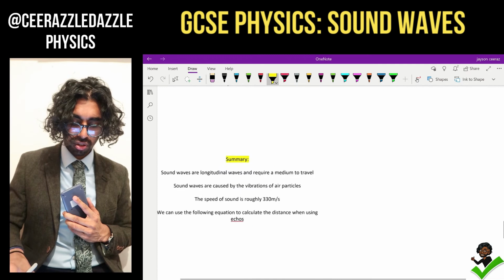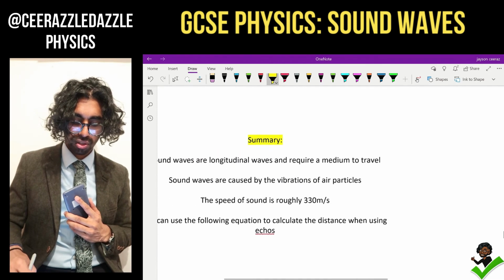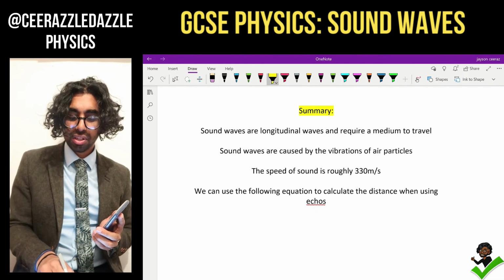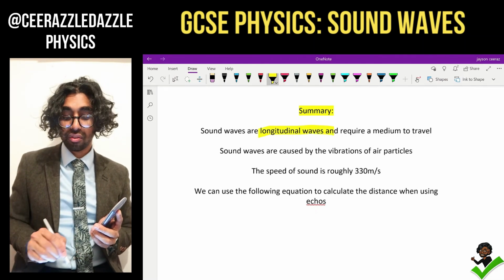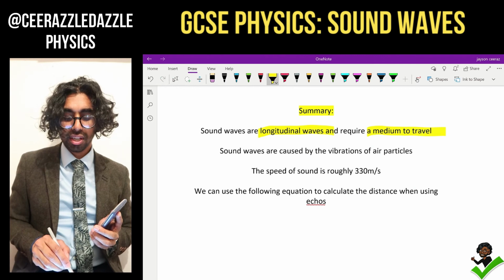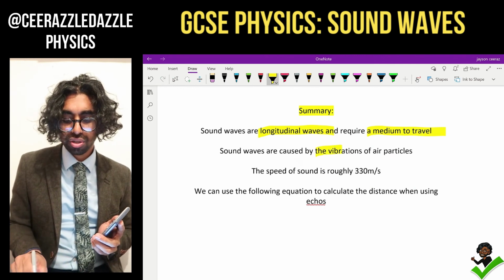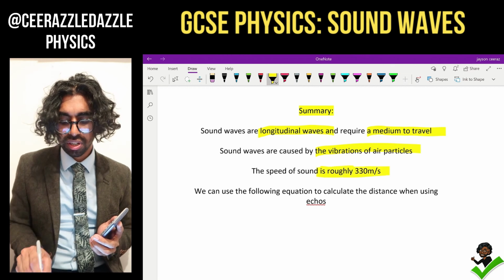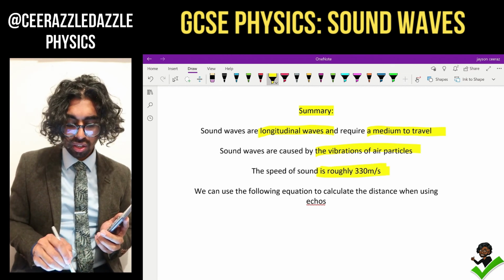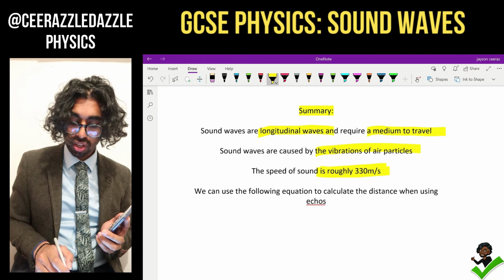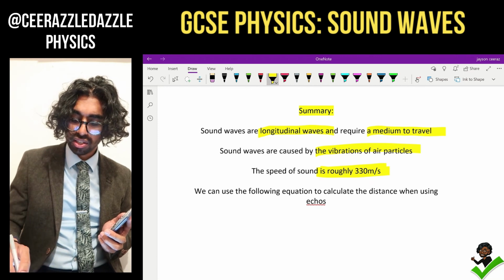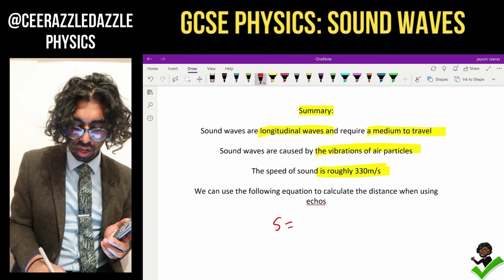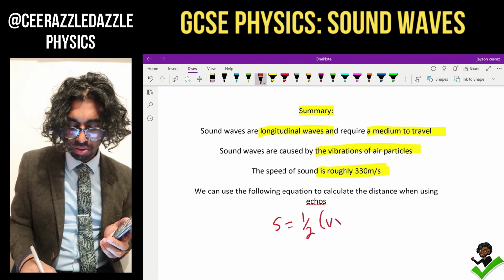So here's a summary for this unit. Finally, it's come up. My screen is a bit frozen. So, summary. Number 1, sound waves are longitudinal waves and they require a medium to travel. Sound waves are caused by the vibration of air particles. The speed of sound is roughly 330 meters per second. We can use the following equation to calculate distance when using echoes. It's going to be S is equal to a half V times T.